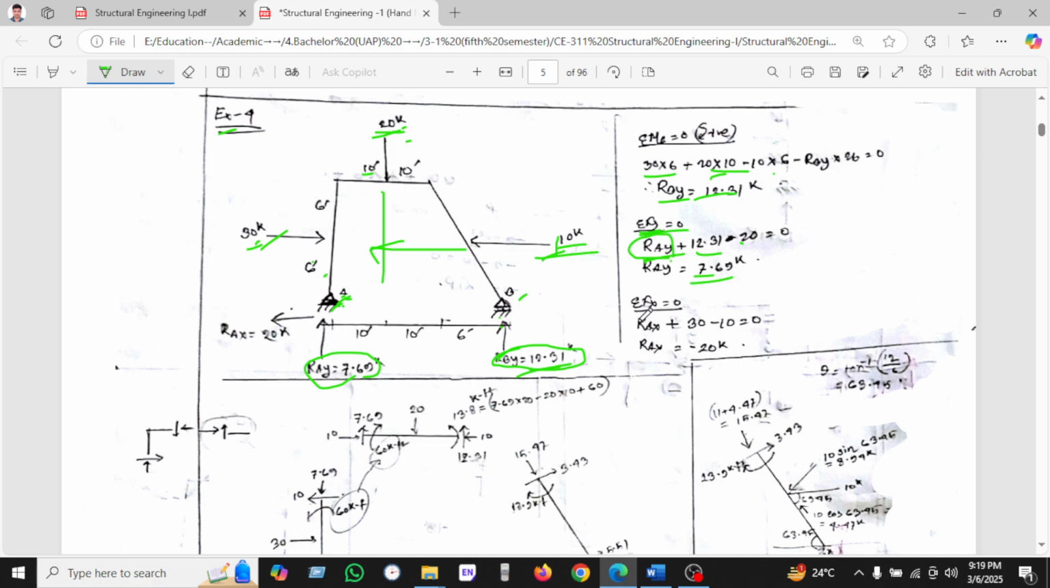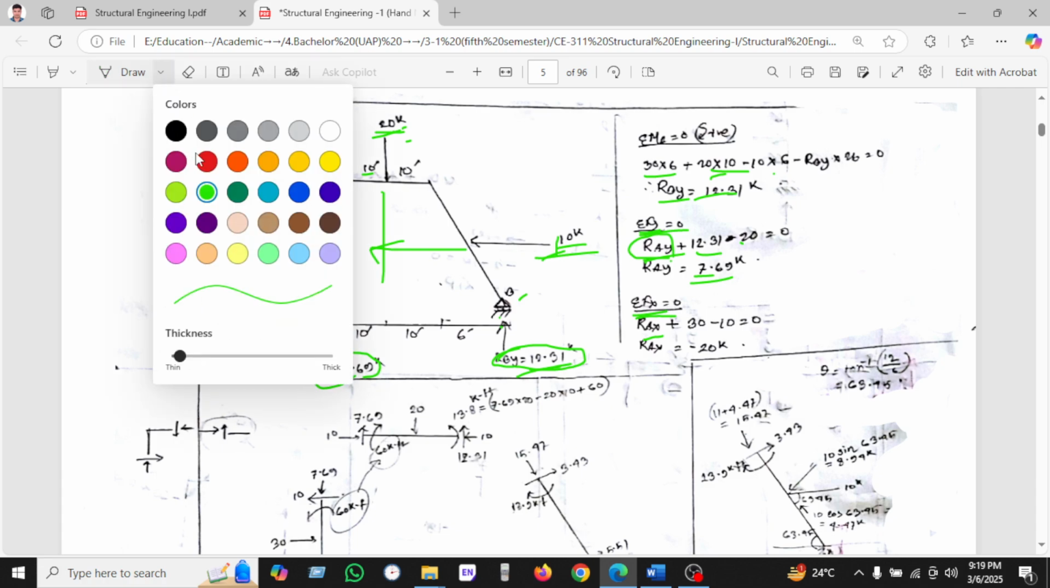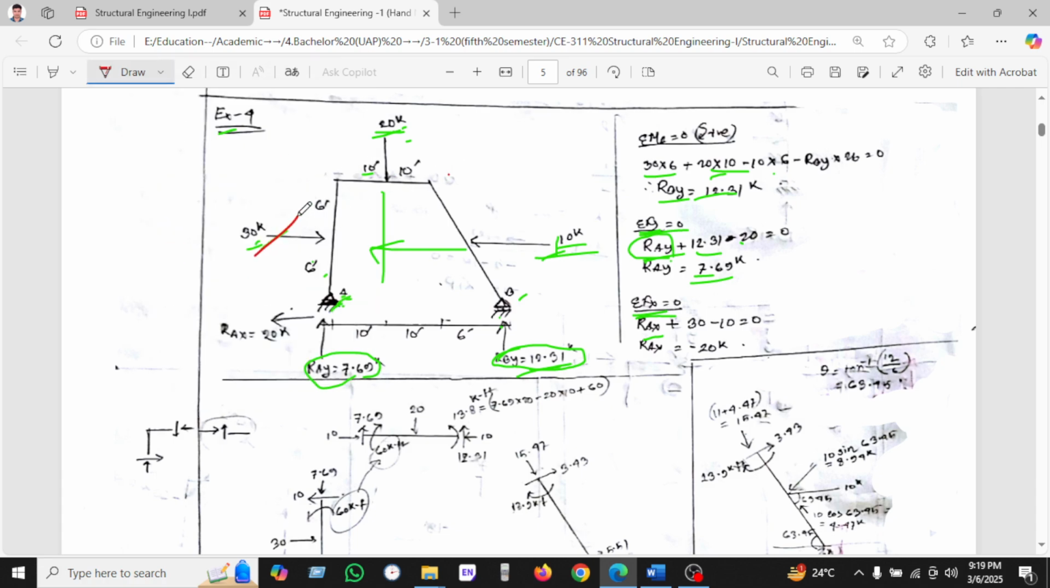We have found that, and the summation of Fx, I am taking all the horizontal forces. We take only all horizontal forces, not vertical. So this is the horizontal force, and this is the horizontal force. So we are taking 30 as positive, rightward, and this is leftward. That's why we are taking the minus sign. And RAX is equal to 20. This is the 20. This is the minus. That's why we are taking it left to right.